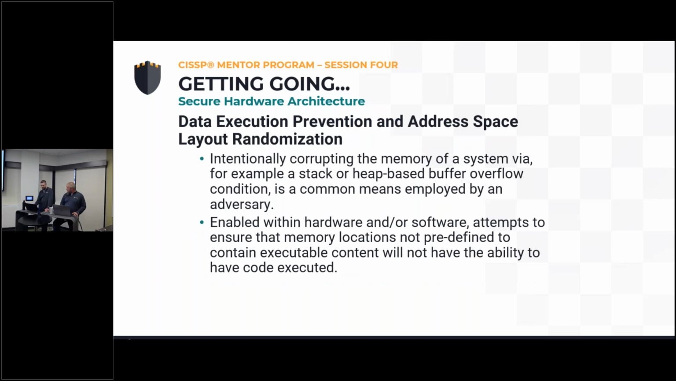Data execution prevention and address space layout randomization. These are things that we would do to try to foil an attacker, because if things become predictable in a system, you can get ahead of it, right? If you know what the next instruction is going to be and where it's going to address memory, you could potentially be there by the time it gets there, or at least be ready for that time of check, time of use attack.